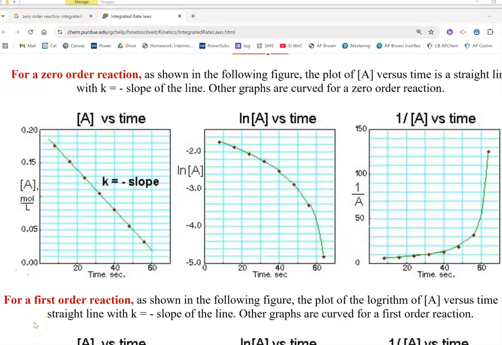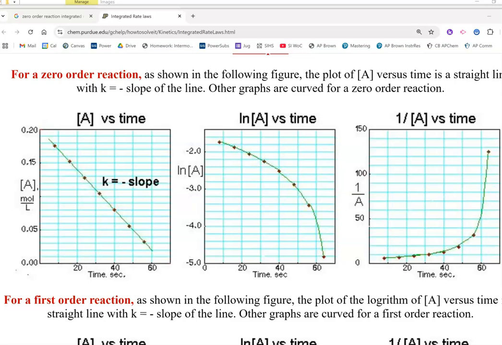Lastly, let's look at how a zero order reaction would look. Again, we take some data of the concentration of A versus time. We plot concentration of A versus time, the natural log of the concentration of A versus time, and the inverse of the concentration of A versus time. We notice that in this example, the graph of the concentration of A versus time is linear, which identifies this as a zero order reaction.